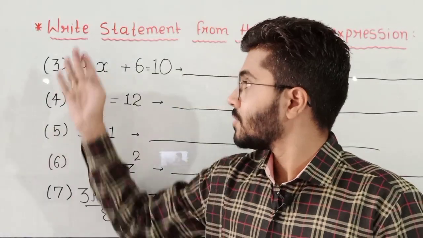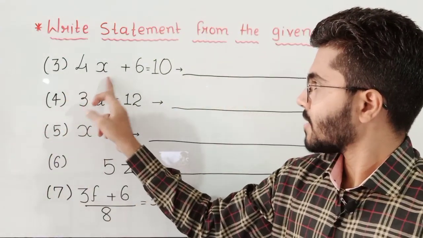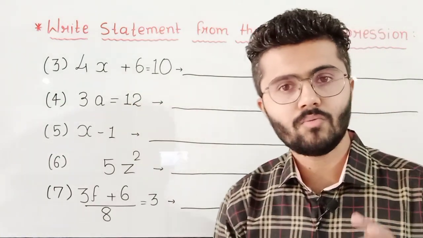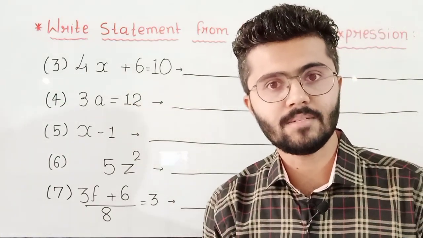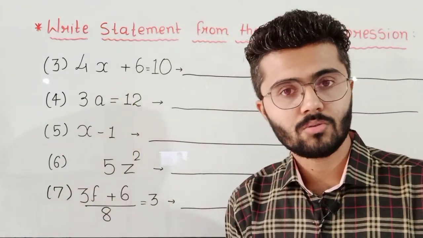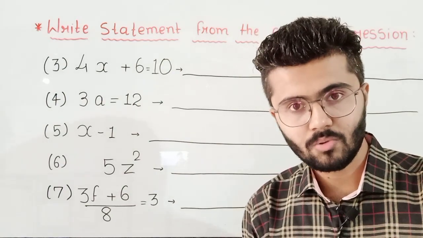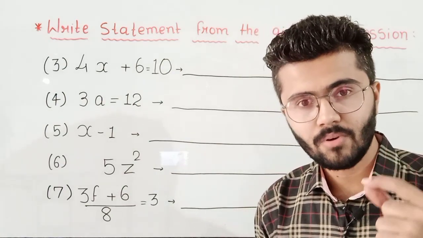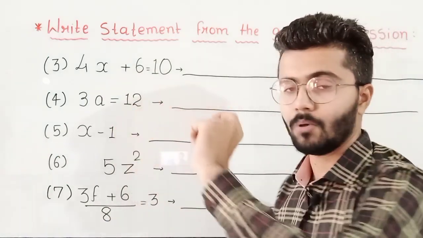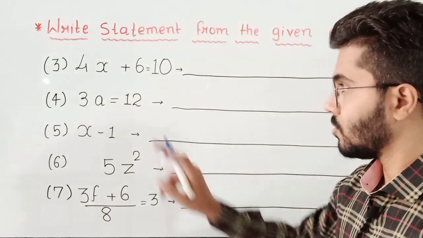Now we'll solve these questions. We'll write the statements for the given expression. 4x plus 6 equals to 10. So first of all we'll always see which operation is done first. Operation means here it is done addition. So the answer of addition is called sum. So listen to me very carefully. The first word we are going to use here is the sum, because we will always write the operation first.